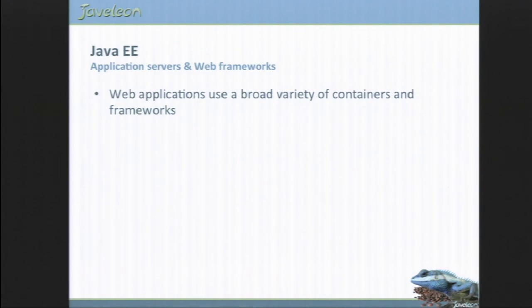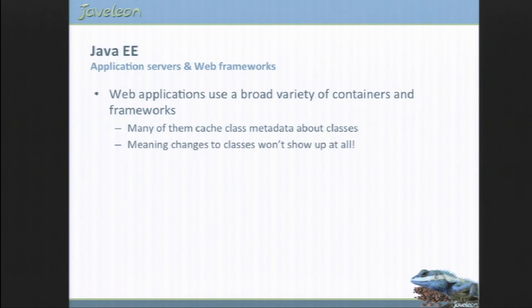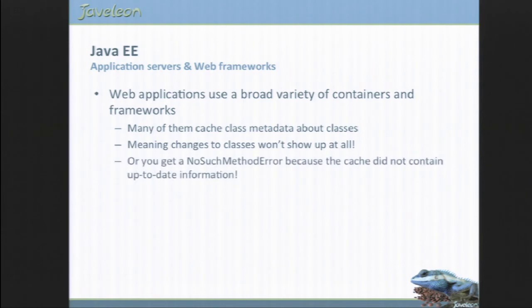Web applications tend to use a broad variety of containers and frameworks, and many of them use some kind of cache mechanisms, class metadata about classes. So when you change a method, add a method or remove a method, it won't show up in the application, or you will end up having no such method errors because the method will not be picked up since it happened not to be in the cache. So we need to clear all those caches at appropriate times and really deeply integrate with these kinds of things.